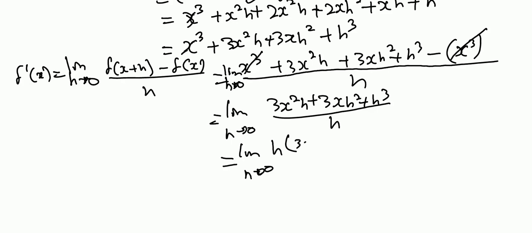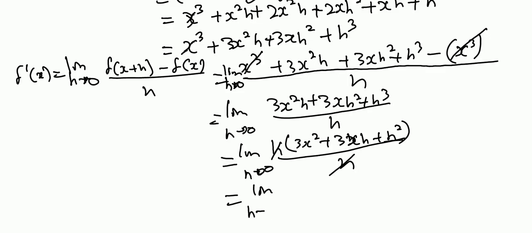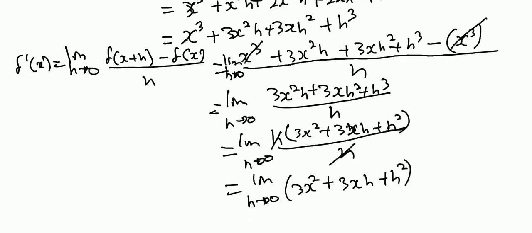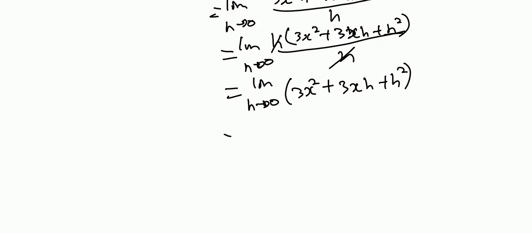Then we are left with 3x squared plus 3xh plus h squared all over h. Then this h cancels this h. We are left with the limit as h approaches 0 of 3x squared plus 3xh plus h squared. Can we simplify further? No, we are done.